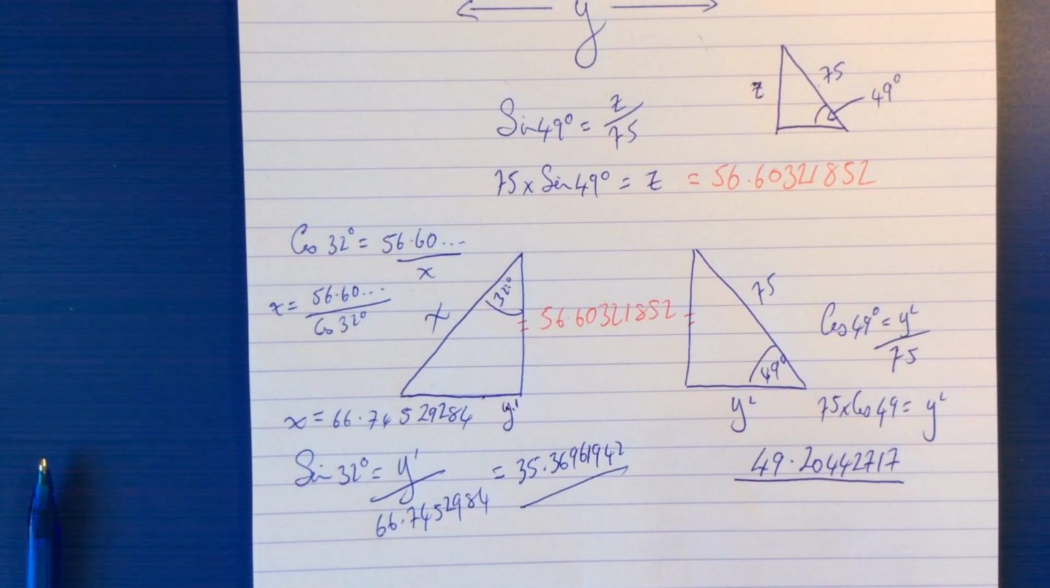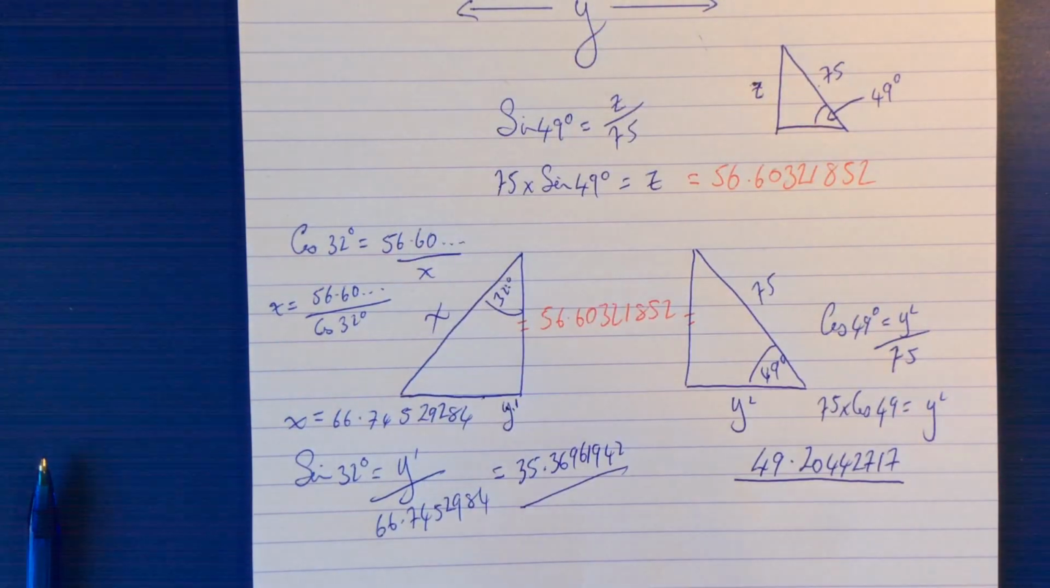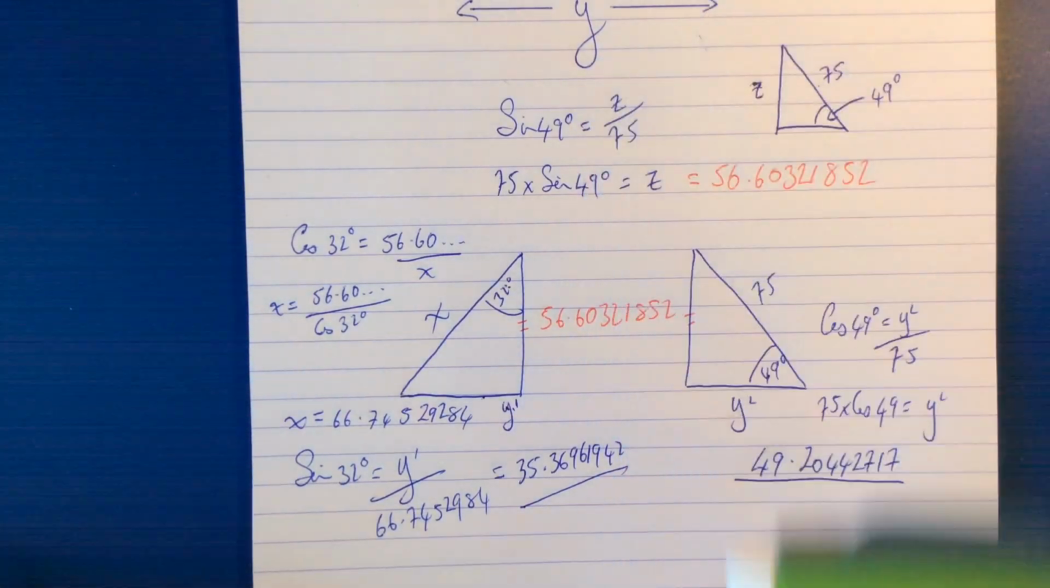So, very quickly, 67 squared minus, what is the number I'm looking for? 56 squared equals 1353. Again, this is a very rough check calculation. Find the square root of that. 36, that's near enough for me.